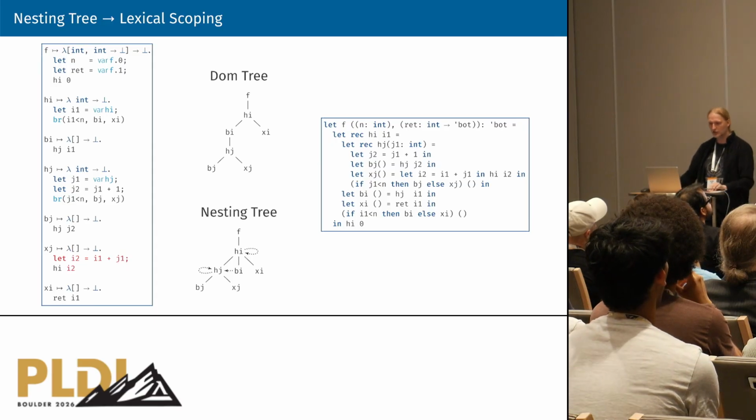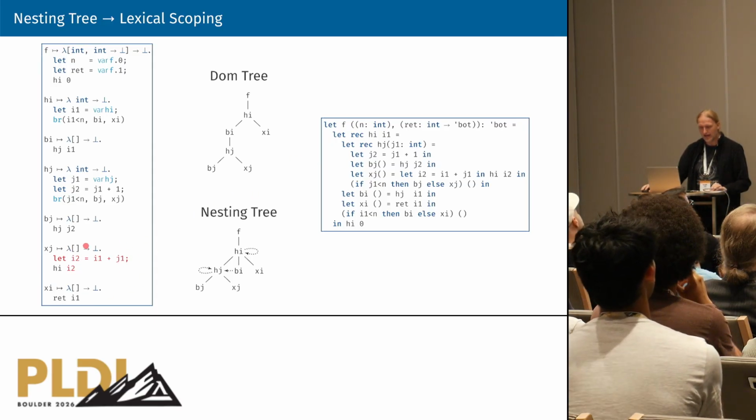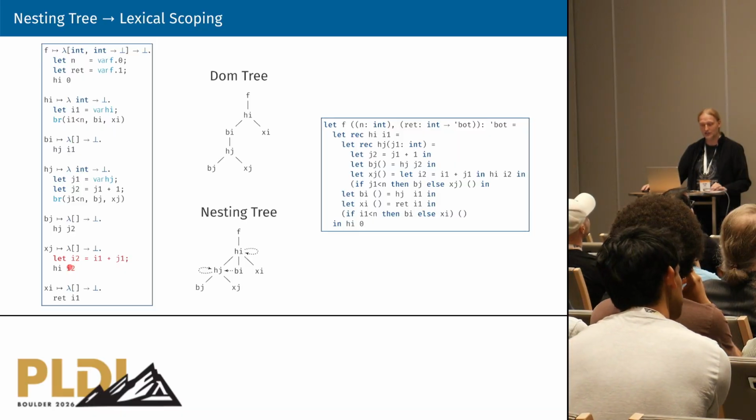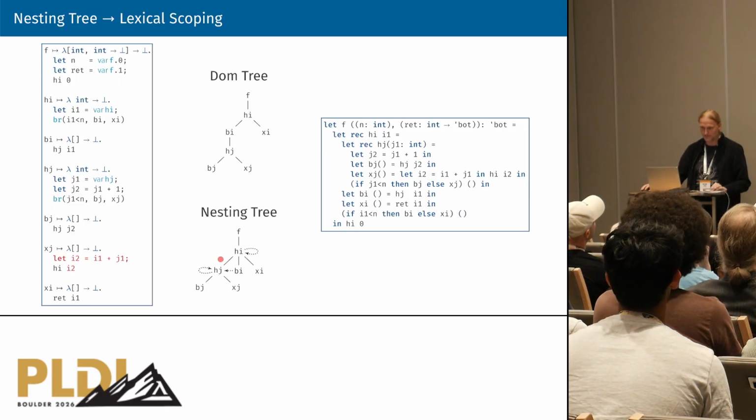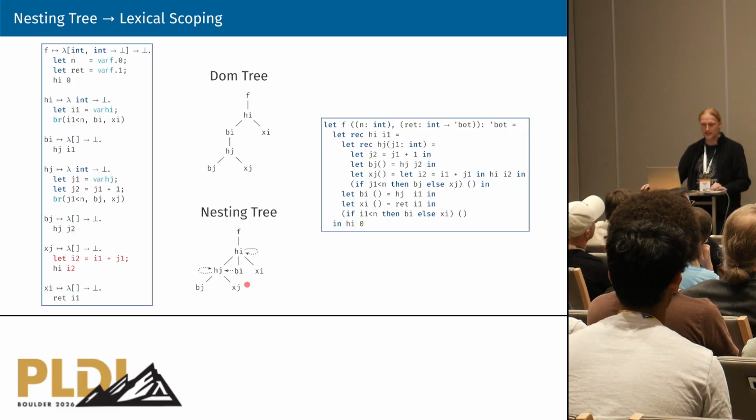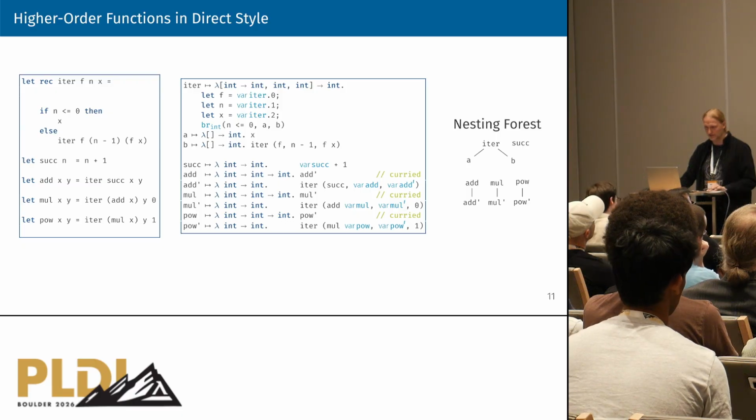Here we change the program slightly. And this time around, the inner loop actually does depend on the outer loop. You can see that the nesting tree changes and mirrors this. It almost looks like the dominator tree, with one exception. This is just how the free variables play out.